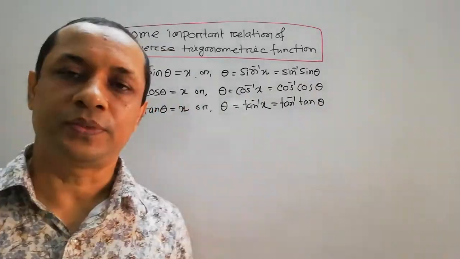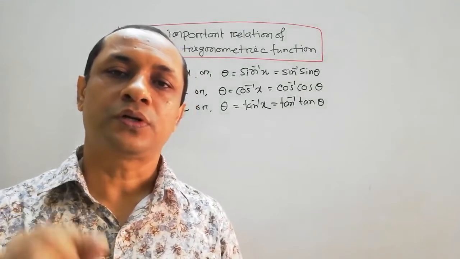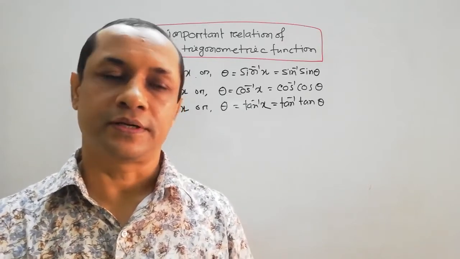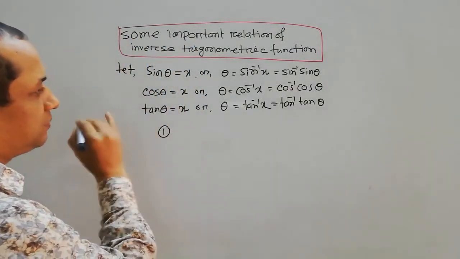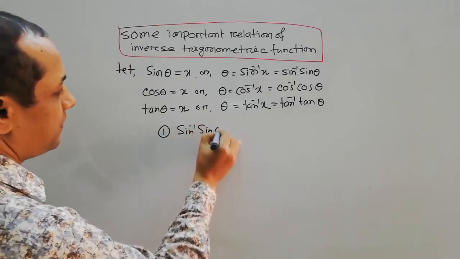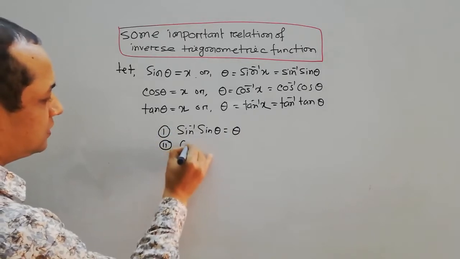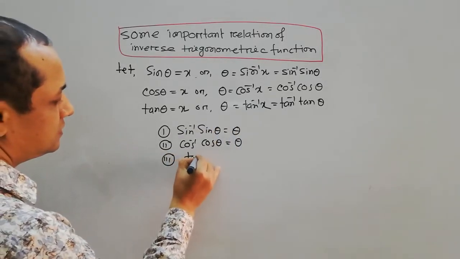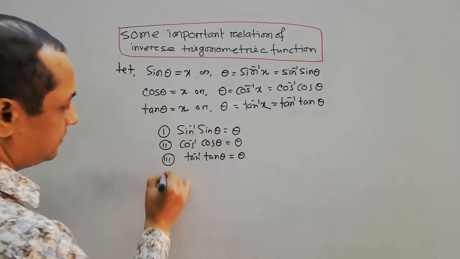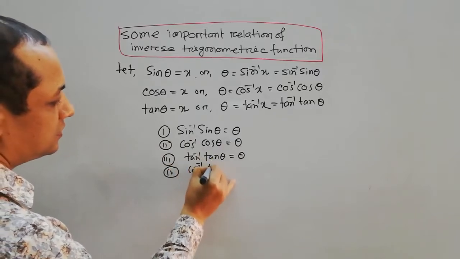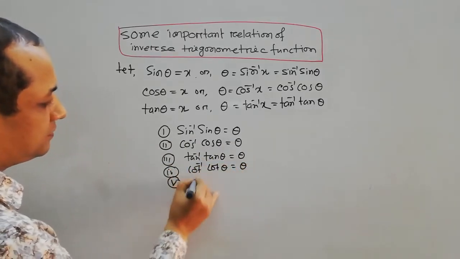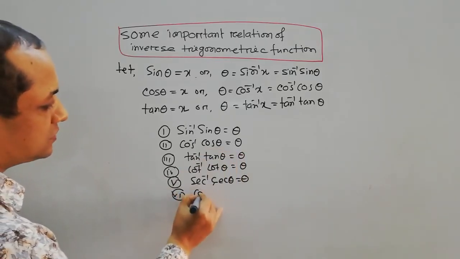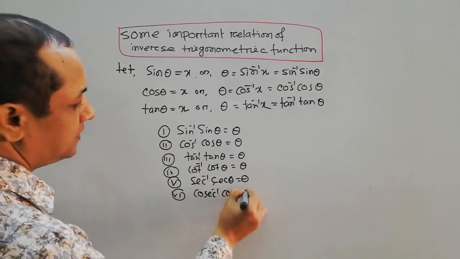Then similarly we can prove that cot inverse cot theta equals theta, sec inverse sec theta equals theta, and cosec inverse cosec theta equals theta. So we can write: number 1, sin inverse sin theta equals theta. Number 2, cos inverse cos theta equals theta. Number 3, tan inverse tan theta equals theta. Number 4, cot inverse cot theta equals theta. Number 5, sec inverse sec theta equals theta. And number 6, cosec inverse cosec theta equals theta.